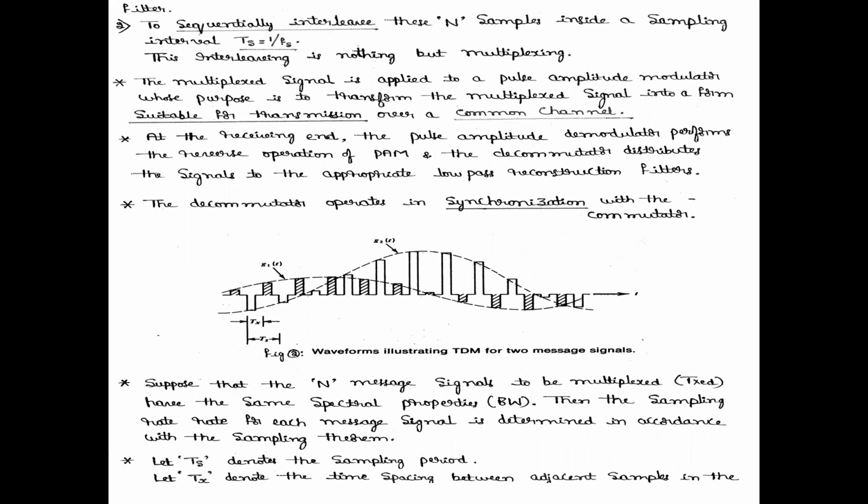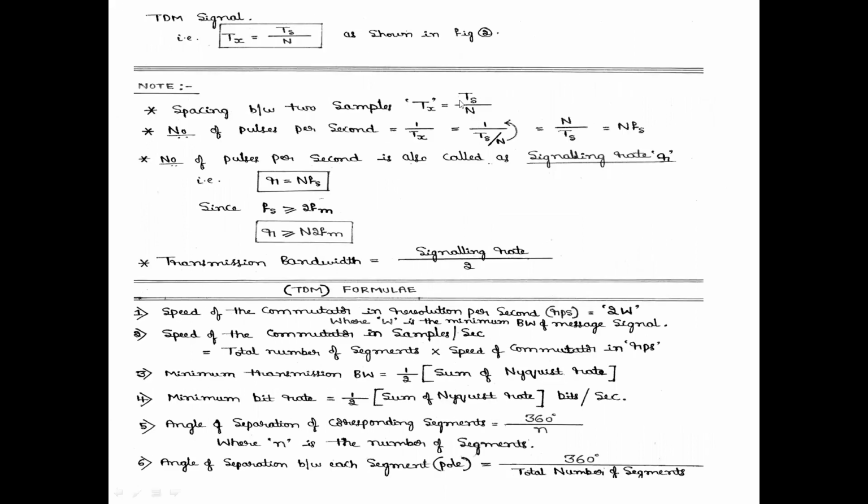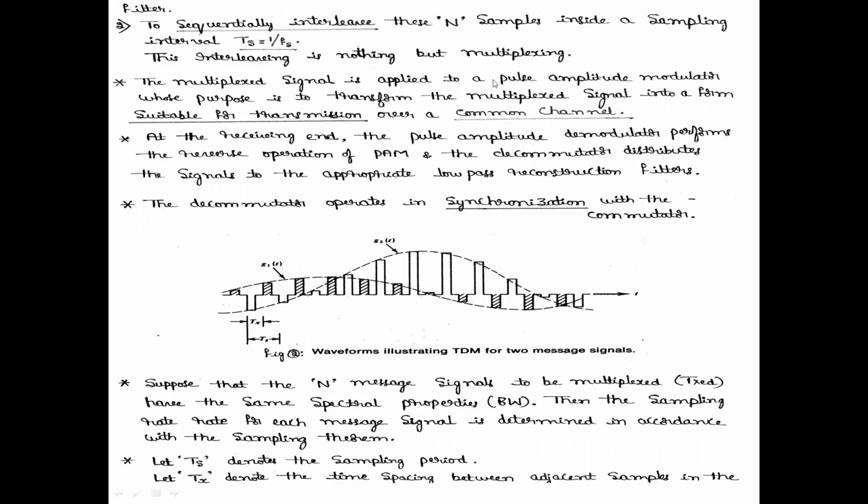The multiplexed signal is applied to the pulse amplitude modulator, whose purpose is to transform the multiplexed signal into a form suitable for transmission over the communication channel. At the receiving end, the pulse amplitude demodulator performs the reverse operation of the PAM. The decommutator distributes the signal to the appropriate low-pass reconstruction filters. The decommutator operates in synchronization with the commutator.